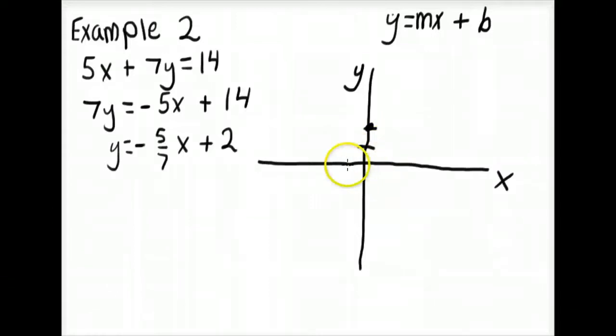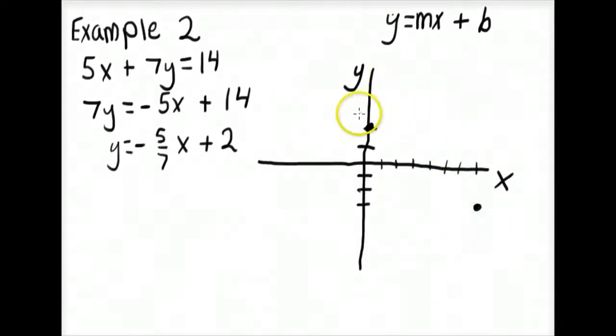So we're going to count 5 units down and then 7 units to the right. So here's 1, 2, 3, 4, 5. Then 7 units to the right is 1, 2, 3, 4, 5, 6, 7. So the next point is going to be right here.